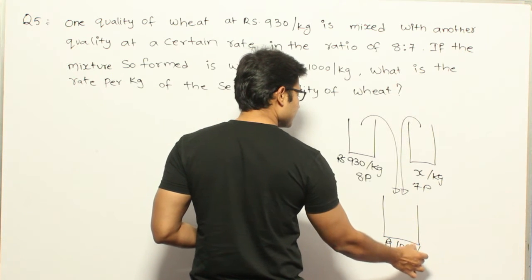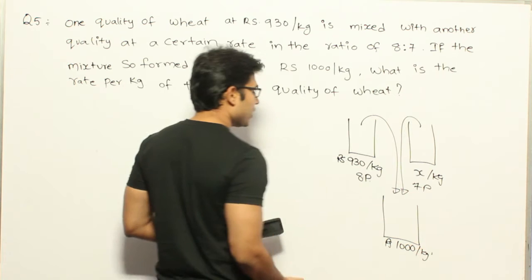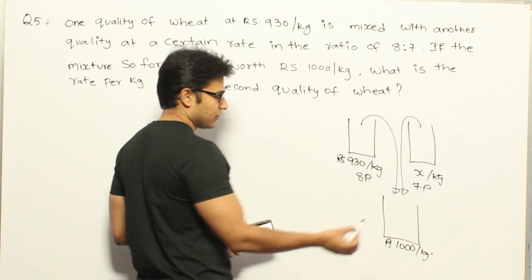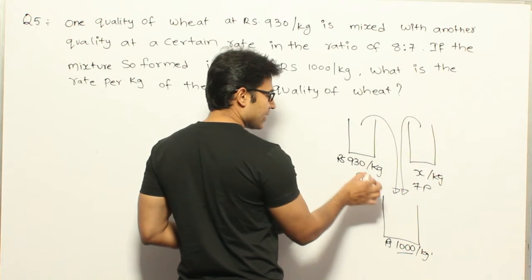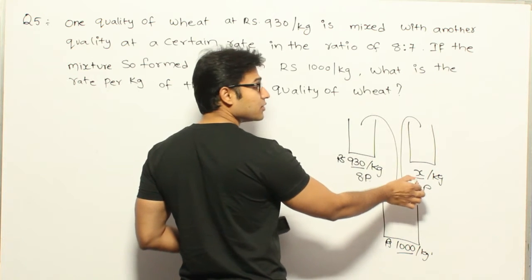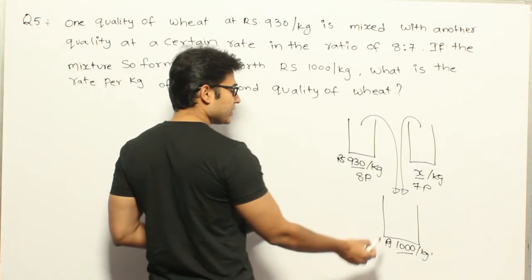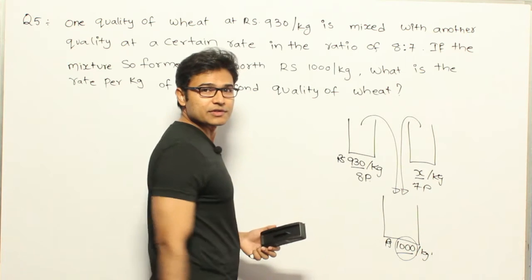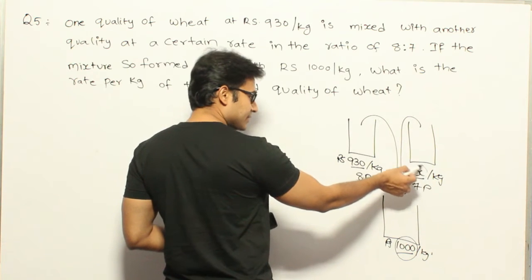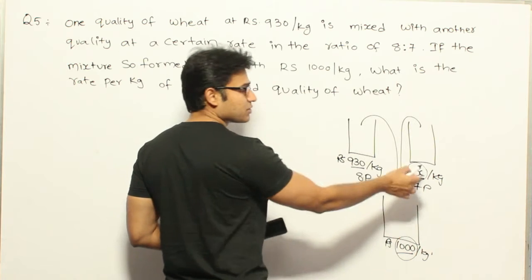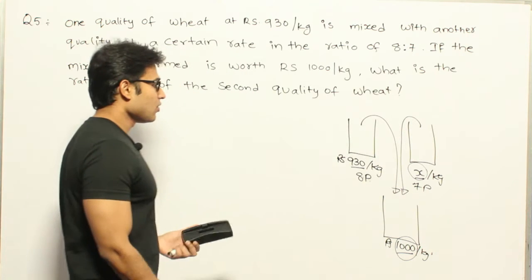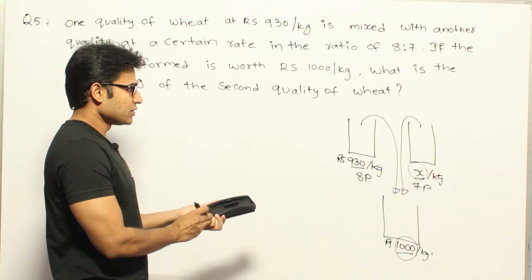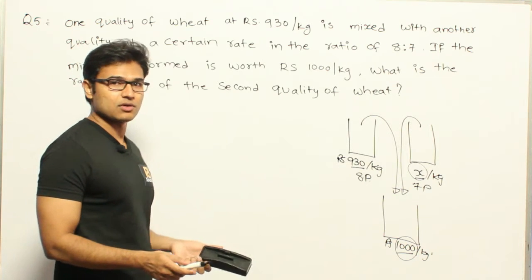per kg, right? So I already told you that if you assume that this is the final average, this is the average of one group, this is the average of the other group, the final average always lies between these two averages, isn't it? Therefore this x is supposed to be greater than 1000, right? So how to solve it is just by using the Alligation formula.